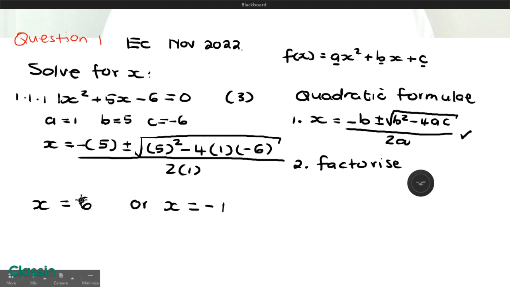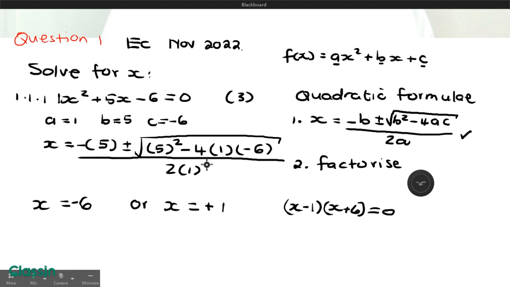Sorry, it's -6 and 1, because if I do factorization, it means I'm going to have x and x, 1 and 6. So in this case, -1 plus 6 must give us +5. Therefore, I'm going to have -6 there and a +1 there. So these are the values of x that you needed to find.